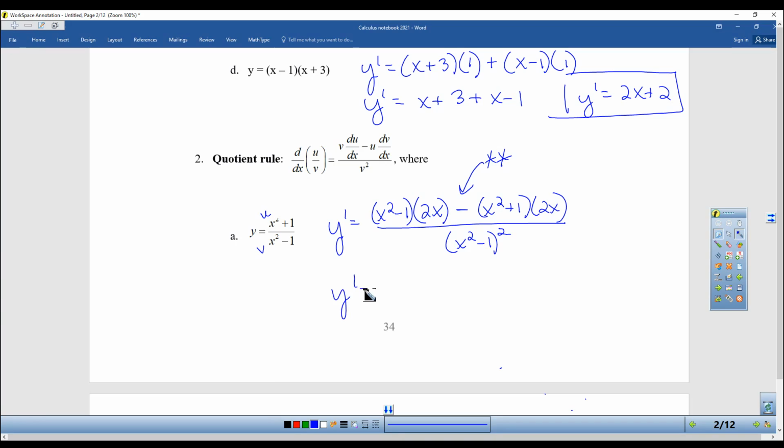So y prime is equal to 2x to the third minus 2x. Here it comes. This is where the mistake is. You need to make sure you distribute the negative. So distribute it when you distribute the 2x. So this is going to become minus 2x cubed minus 2x.